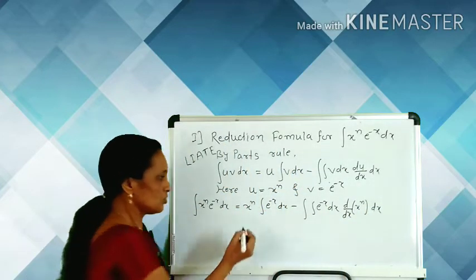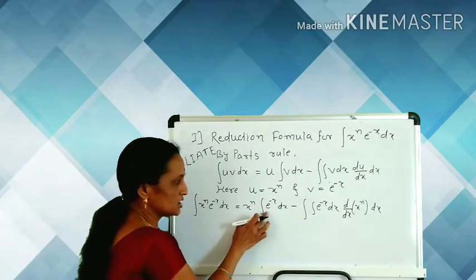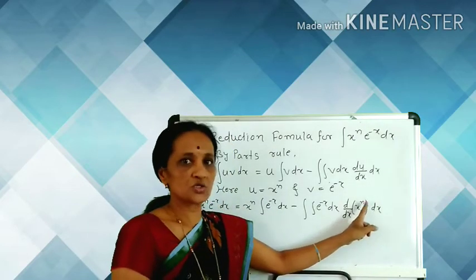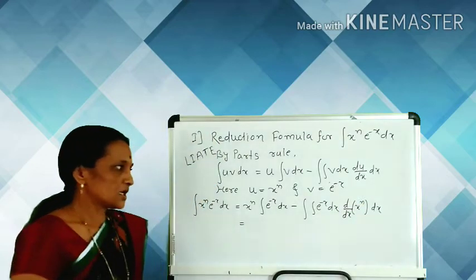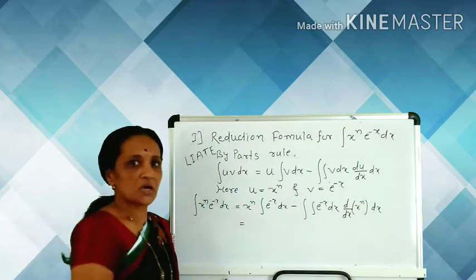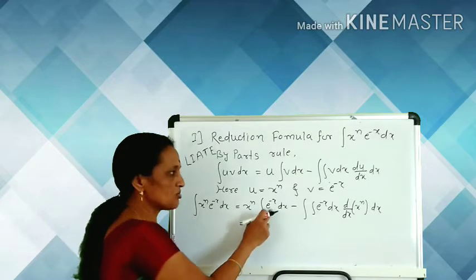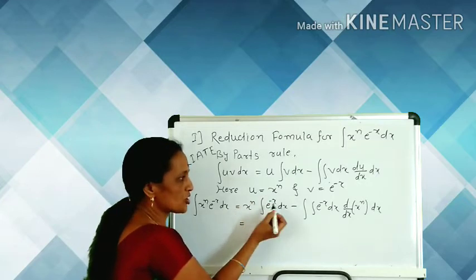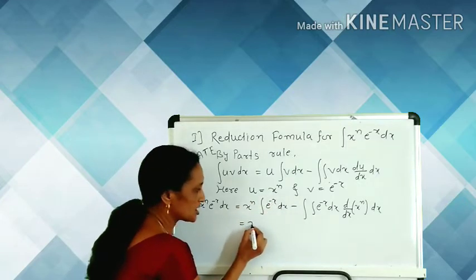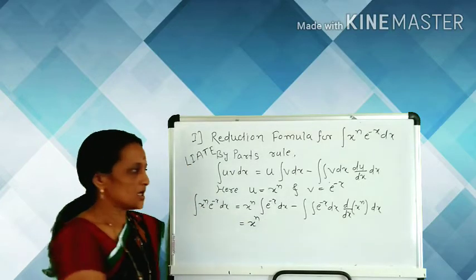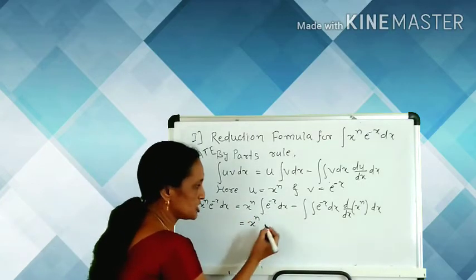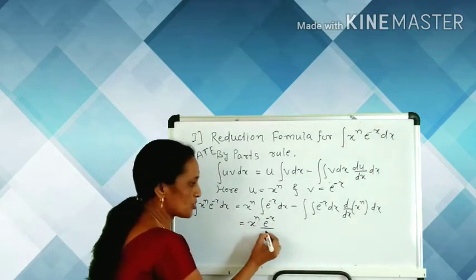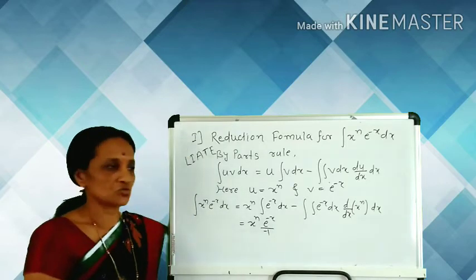Now we integrate e raised to minus x dx and also take the derivative of x raised to the n. We know that in integration of e raised to minus x, we divide by the coefficient of x. Your first function is the same, and for the integration of this we write e raised to minus x divided by the coefficient of x, and the coefficient of x is minus 1.